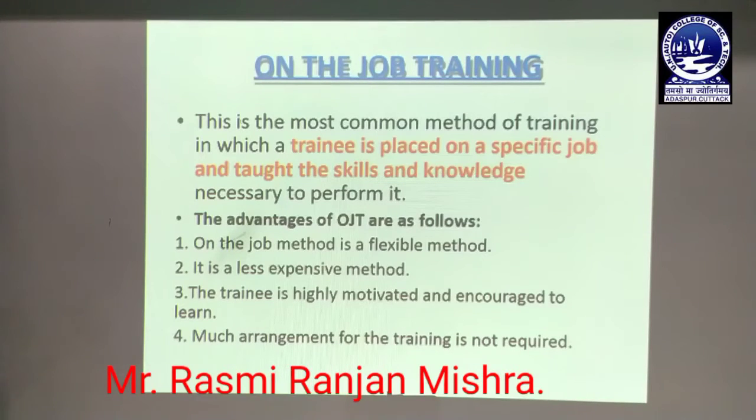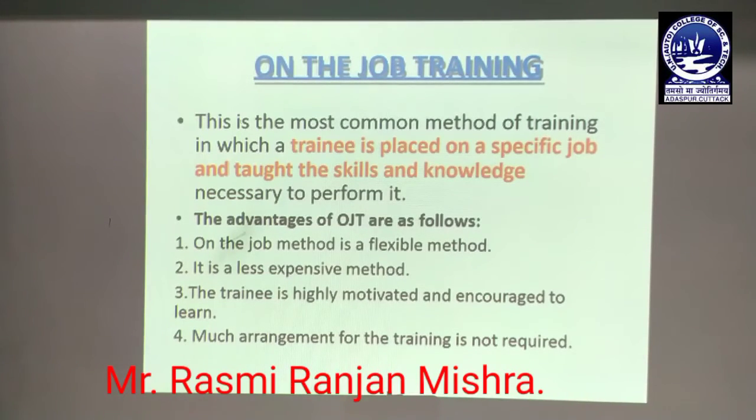So first we are going to discuss what on the job training is, and then after we will discuss different methods of on the job training. In on the job training, training will be provided to the employee, or the trainee is placed on a specific job and provided the new knowledge and skills which are necessary for the employee to perform the particular work. This is the most common method of training, in which the trainee is placed on a specific job and taught the skills and knowledge necessary to perform a complete task.